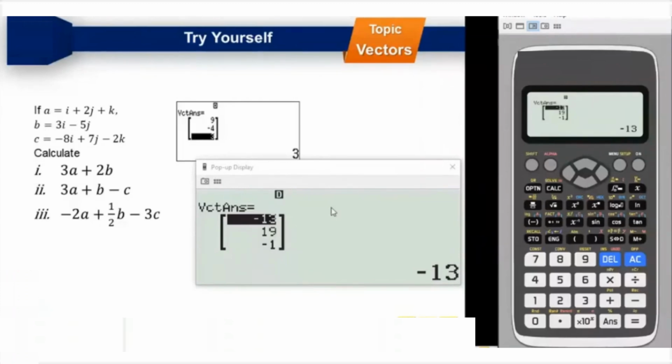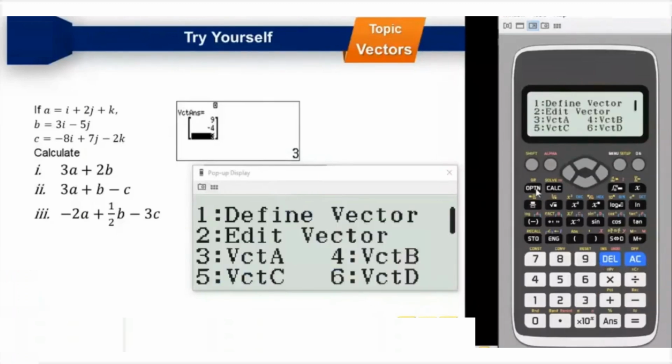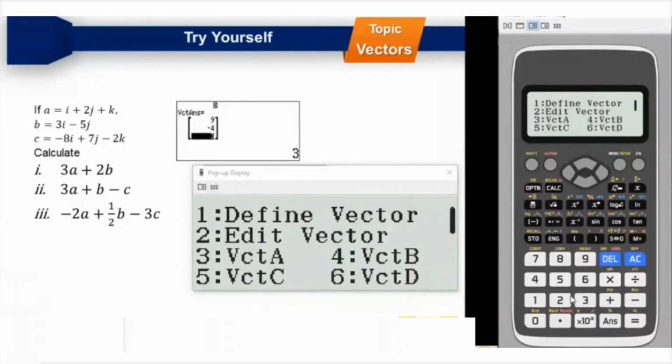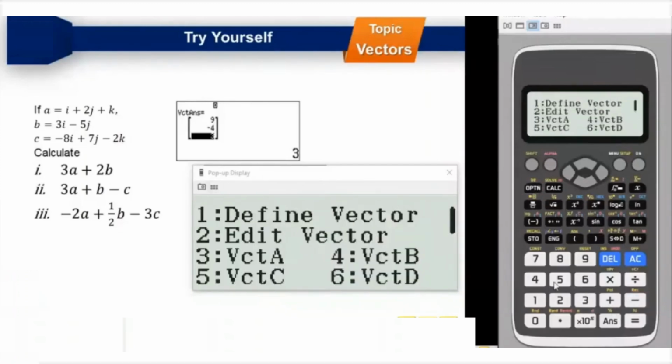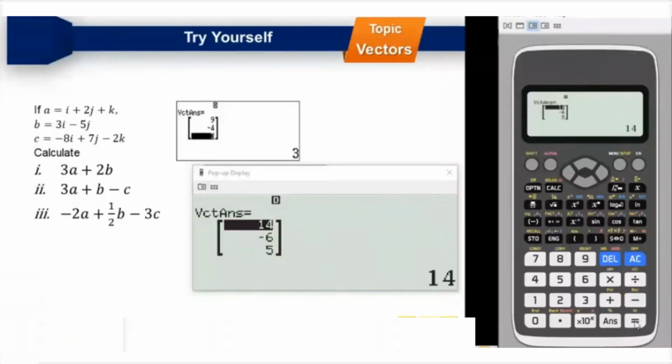Kindly share your answers on the chat box once you are done with part 2 and 3, and I will proceed. I think people are understanding it. I will solve it also so that it's more convenient. So it is option 3 plus option 4 and minus option 5, which is 3 times vector A plus vector B minus vector C, and the result is 14, minus 6 and 5, which is absolutely correct. I hope this is clear.